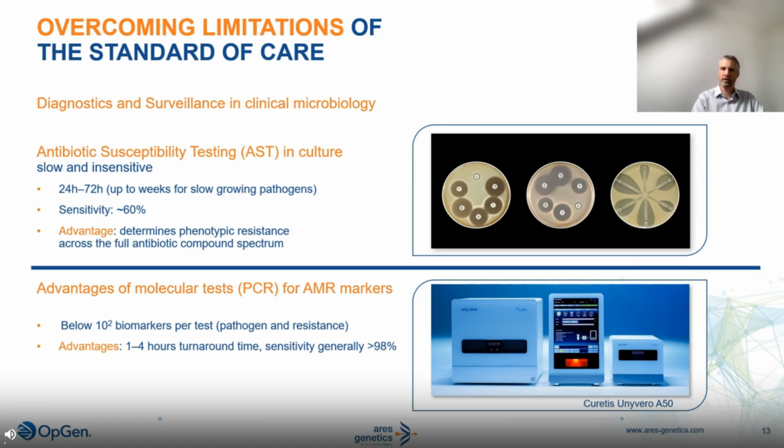At OpGen and at Ares Genetics, we aim to complement such rapid molecular tests with sequencing technology. Given that today the number of known genetic markers for AMR is measured in the thousands, sequencing technologies hold the promise to simultaneously and comprehensively screen for any pathogen and all known genetic markers for antibiotic resistance, while at the same time delivering highly resolved information on outbreaks and on transmission patterns.